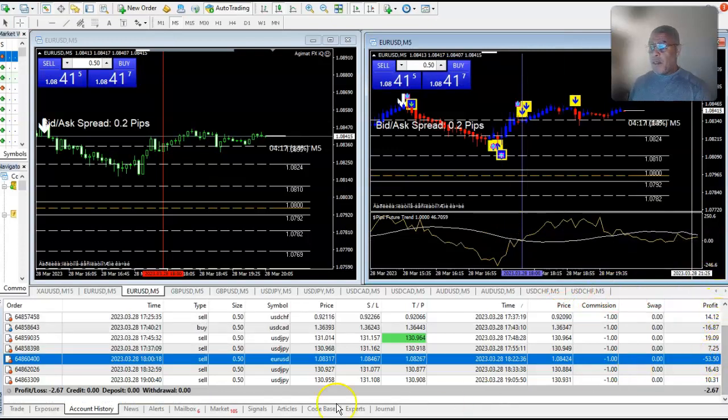Again, I still took a pretty good trade and only came up with a loss of $2.67. So I'm still up for the 2 days.